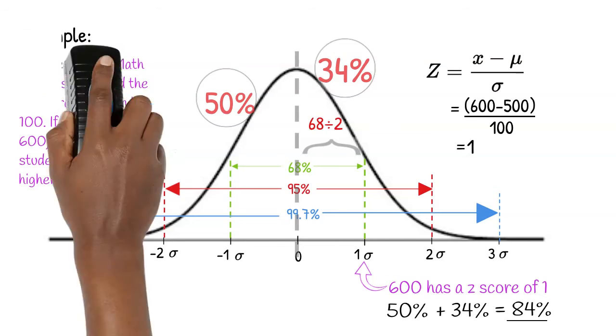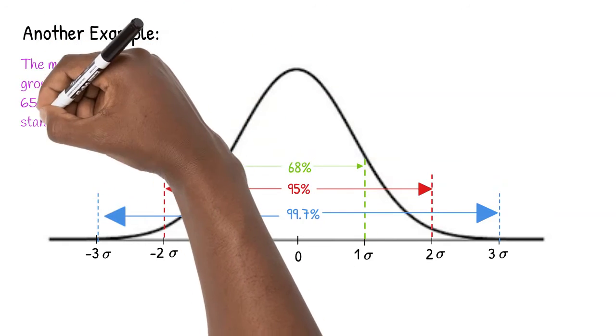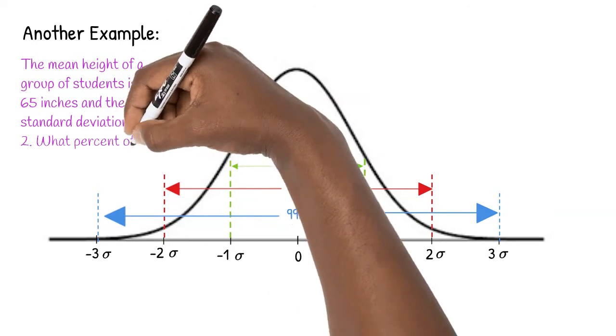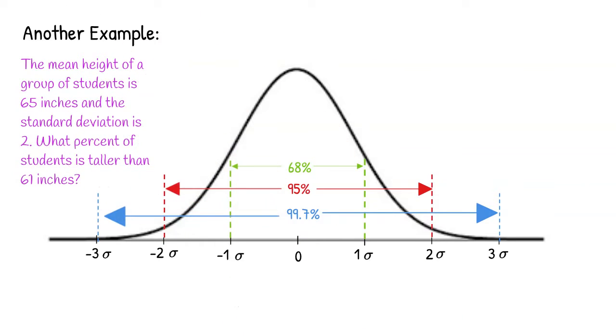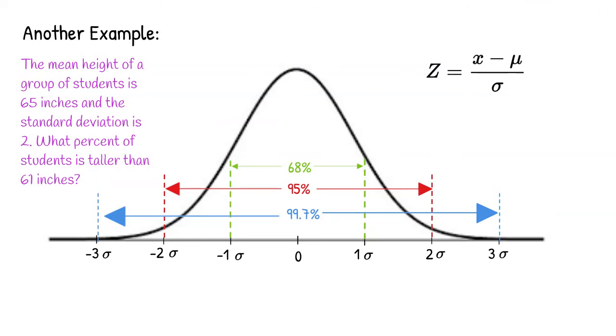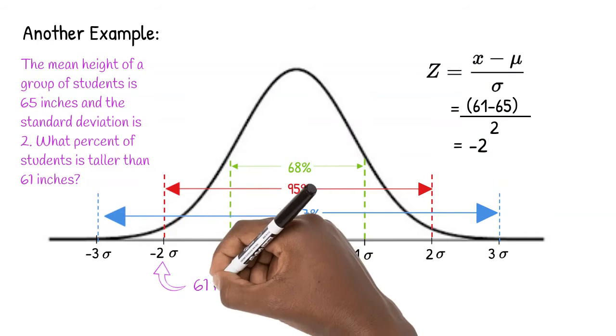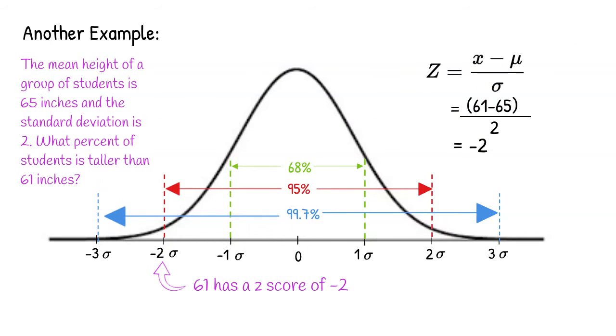Let's look at another example. The mean of a group of students is 65 inches and the standard deviation is 2. What percent of students is taller than 61 inches? Again, we start by calculating the z-score. Z equals the given height minus the mean over the standard deviation. 61 minus 65 over 2. 61 has a z-score of -2.